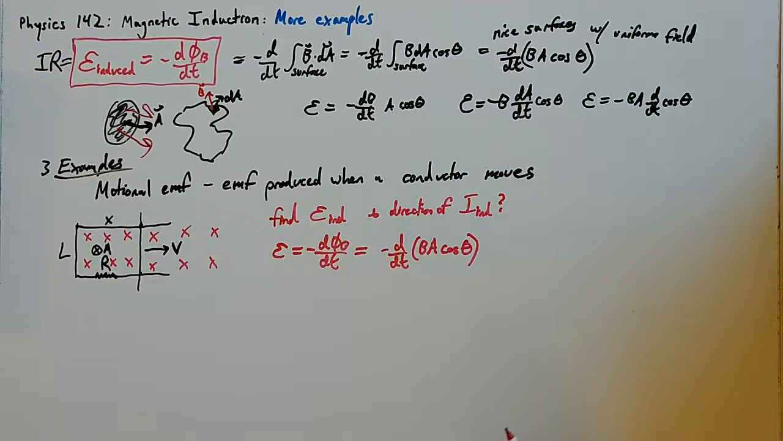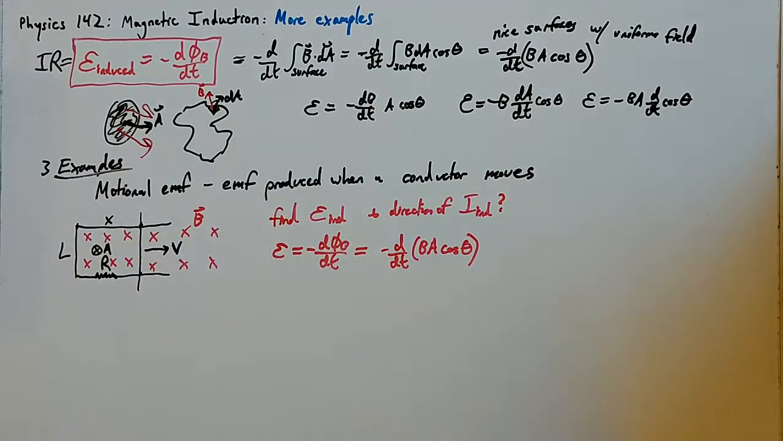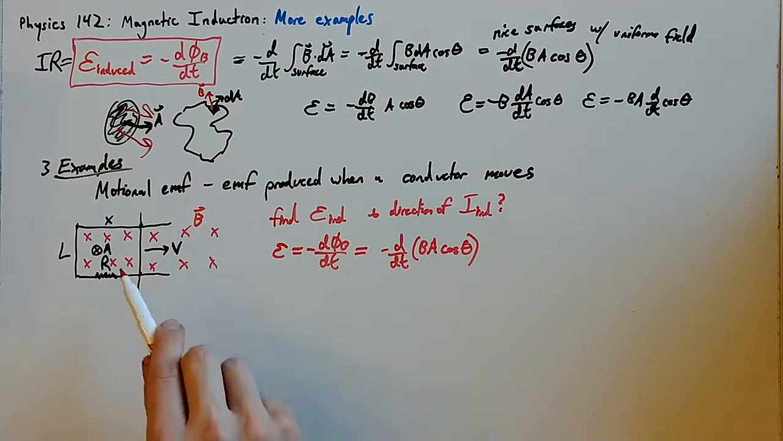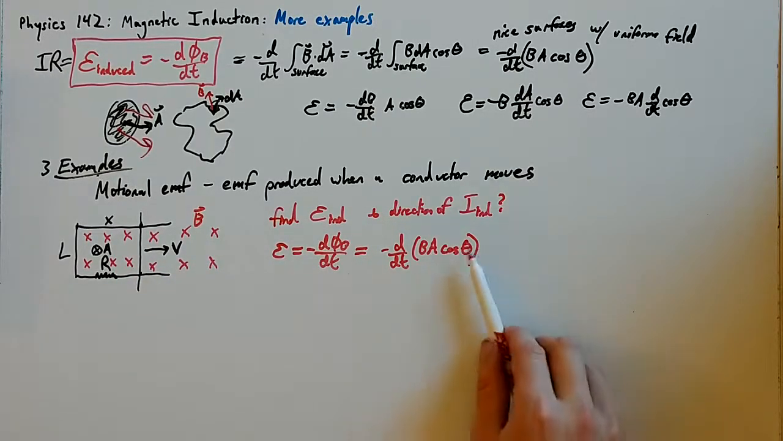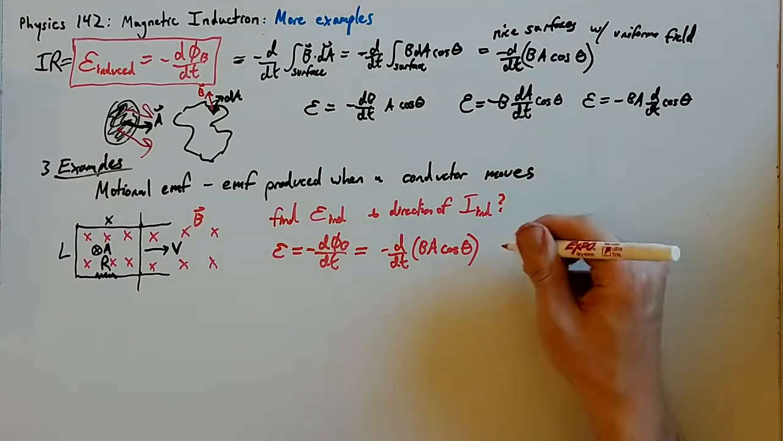Now, in this case, what's changing? Well, the magnetic field is constant. I should give us a value for it, huh? So let's give the magnetic field a value B. So the magnetic field is constant. Theta, the angle between B, well, B is into the page and the area vector is into the page, so that angle is constant. But in this case, it's the area that is changing, right?